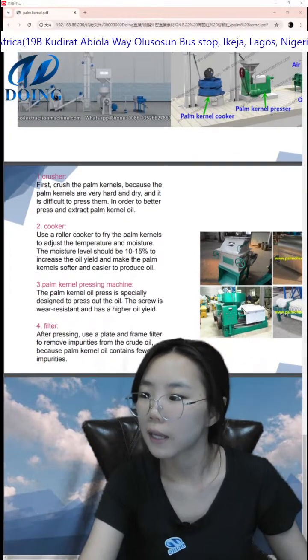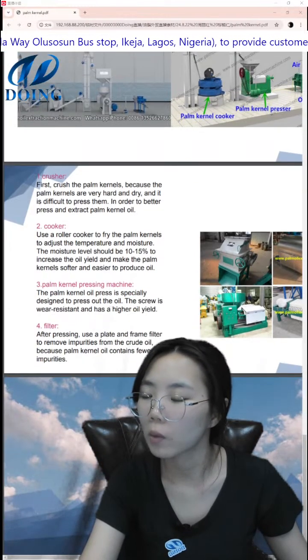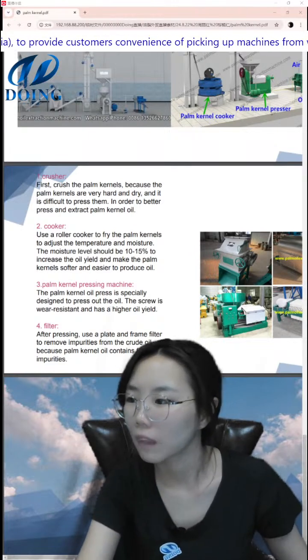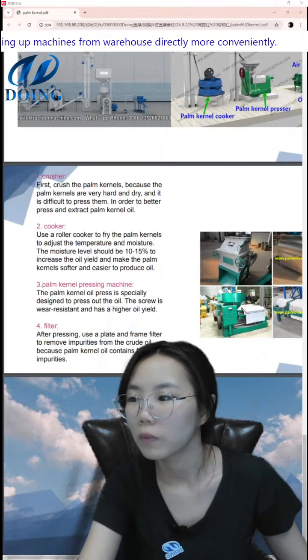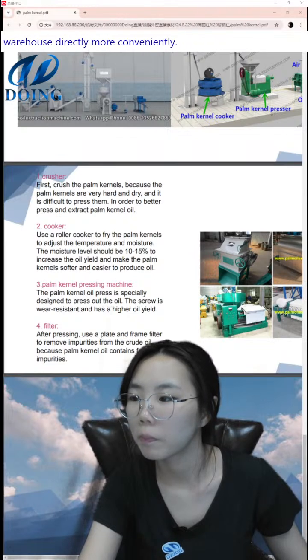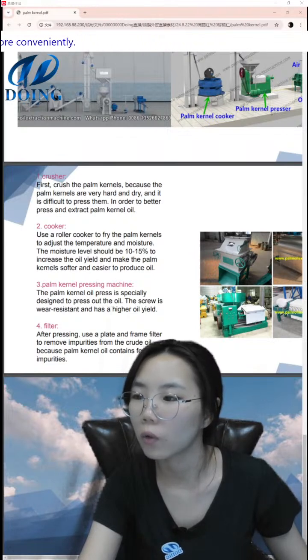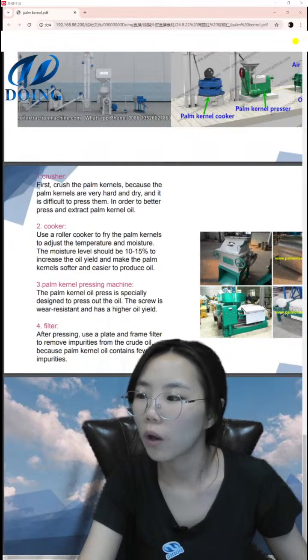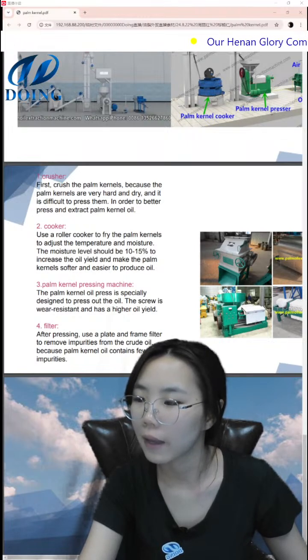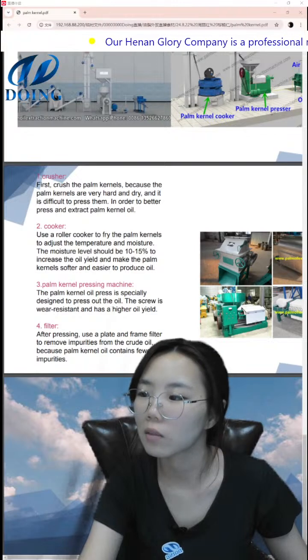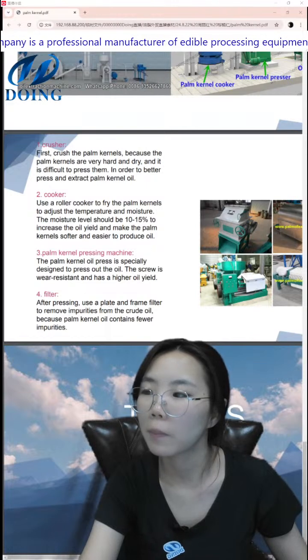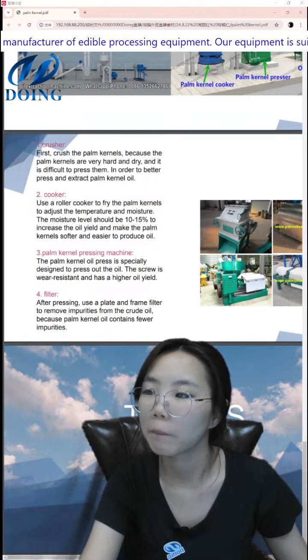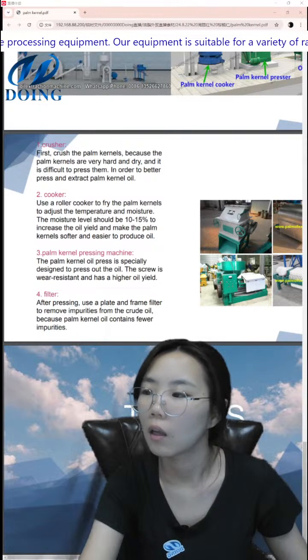The third machine is the palm kernel pressing machine, and the palm kernel oil pressing is sufficient to press out the oil. The screw is wear resistant and has a higher oil yield. And we can see this machine is the palm kernel pressing machine.